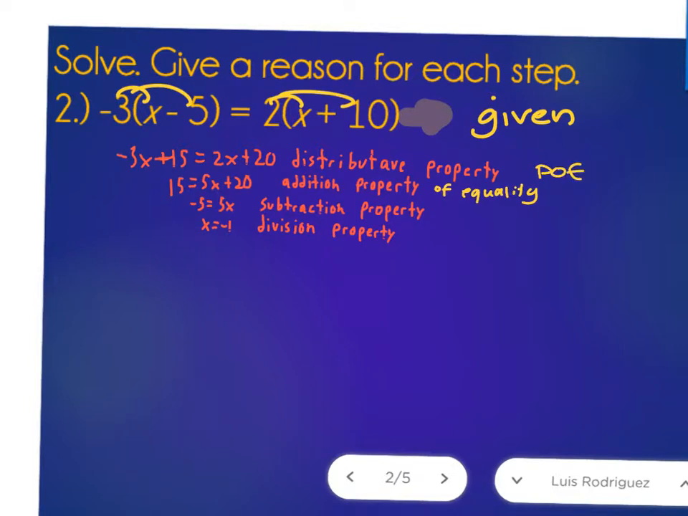And then he subtracted 20 from both sides. That's a subtraction property of equality. And then divided by 5 on both sides, division property of equality. Questions on that one?